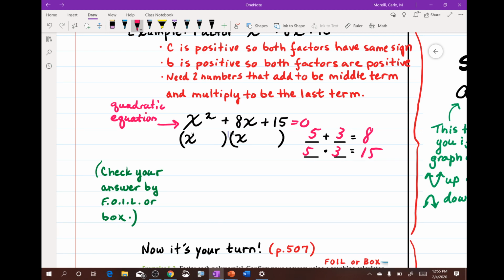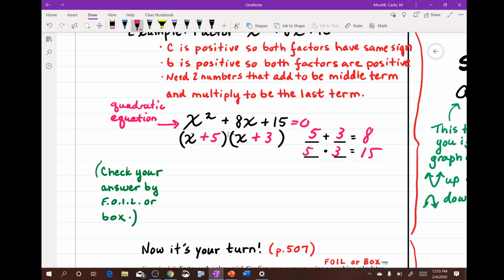1. Good. Now, because c is positive, the signs are the same. Is b positive? That means the signs are both plus. So what do I write here and here? 5 and 3. Right. Let me ask you a question. Does it matter if I write 3 and 5? No, the order doesn't matter. But we'll go with the way he said it, so we're all on the same page.